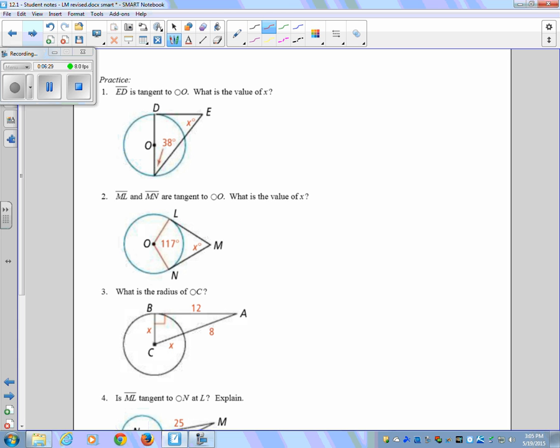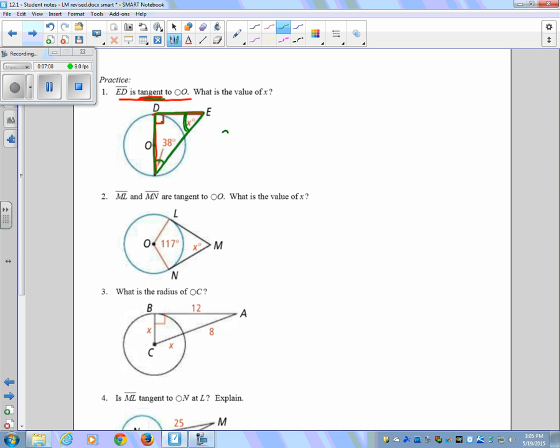Here's some practice. So we're told that ED is tangent to circle O. So again, immediately when you see the word tangent, you think right angle, 90 degrees. Okay, so if ED is tangent to circle O, that means that ED is perpendicular to radius OD. So now we're trying to solve for the value of x. Well, in this case, we're just really looking at this triangle. We know it's a right triangle because of that word tangent. And we know this is 38 degrees. So we're looking for the missing angle.